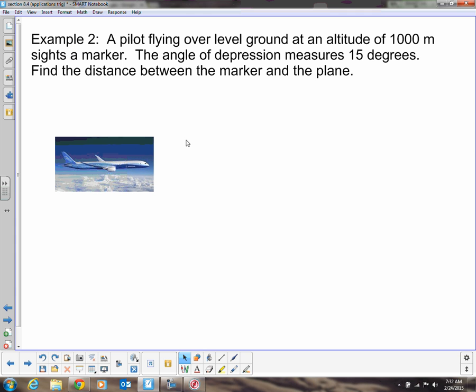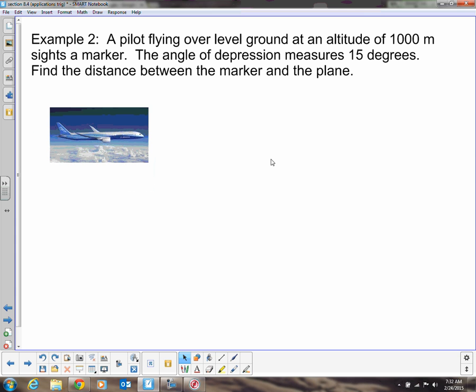Okay, now we got an airplane. We have a pilot flying over level ground. So what do you think you need to draw? Okay, first I drew a what? Now, how did I know an airplane? Okay, and what does a pilot fly? You're right, I could have done a helicopter, or a hot air balloon, or a blimp too. So now what do I need?